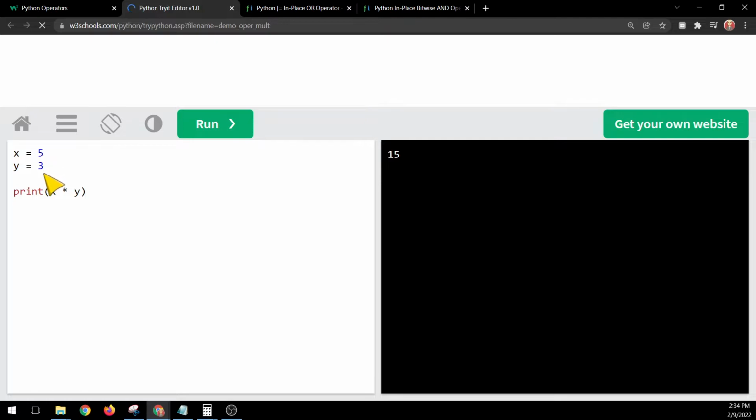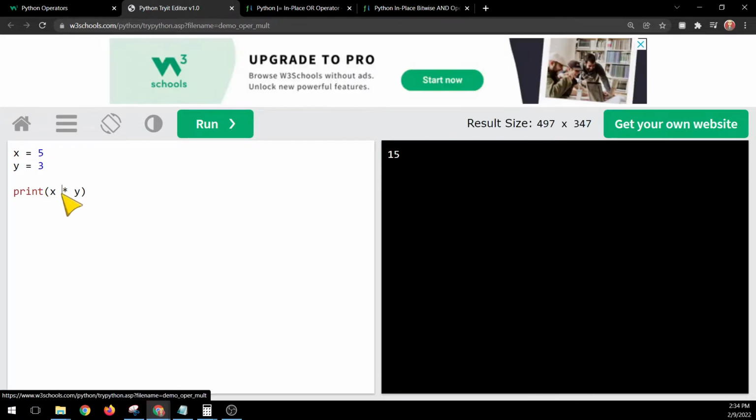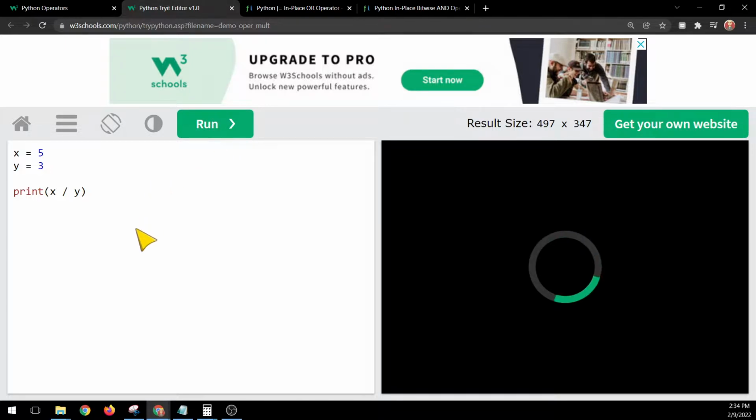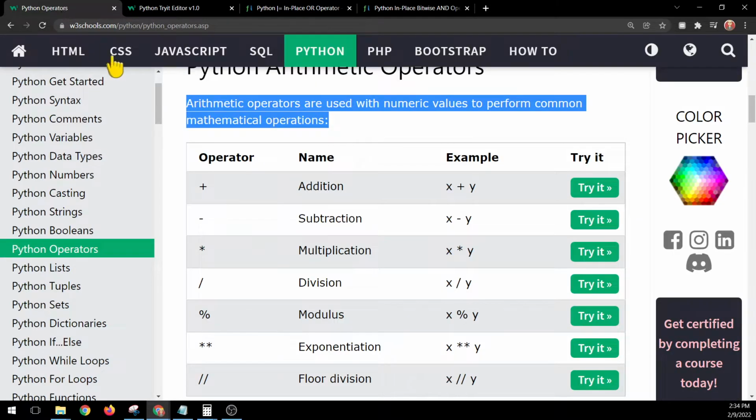We have 5 and 3, and we're going to print the result of 5 times 3, or x times y, so we get 15. Let's try the divide operator, so you'd get 5 divided by 3. Let's try the plus operator. So 5 plus 3 is 8, and then the minus operator. So 5 minus 3 would be 2. Let's go on to the next one.